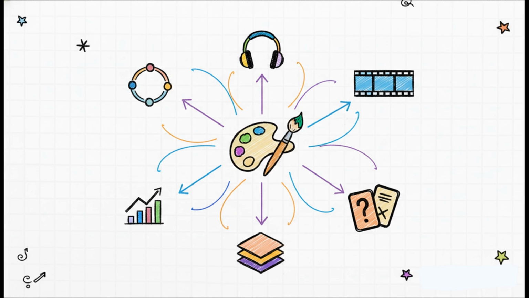Imagine you've uploaded a few dense articles on a complex topic. With just a single click, you can turn all that info into an AI-generated podcast or a detailed mind map or even a set of flashcards to help you study. It's like having a personal research assistant and a content creator rolled into one.